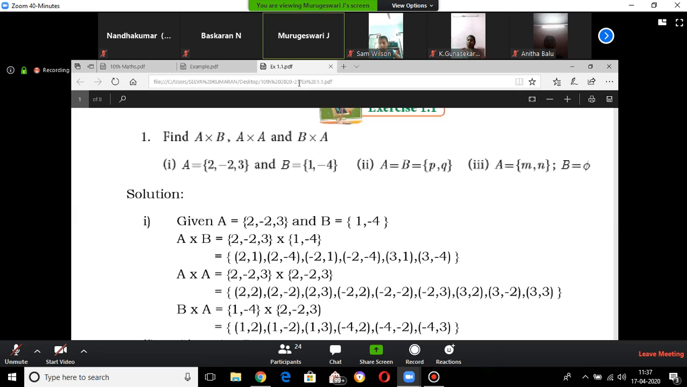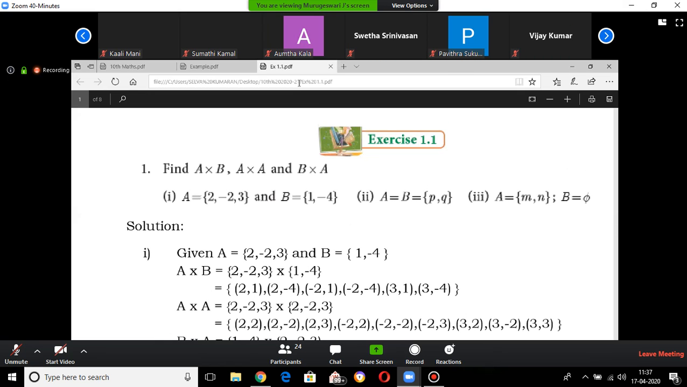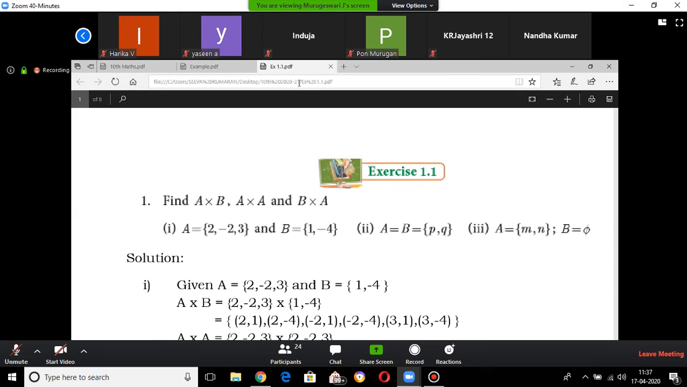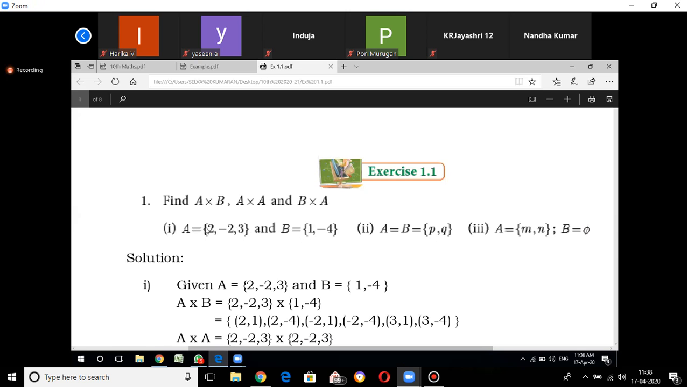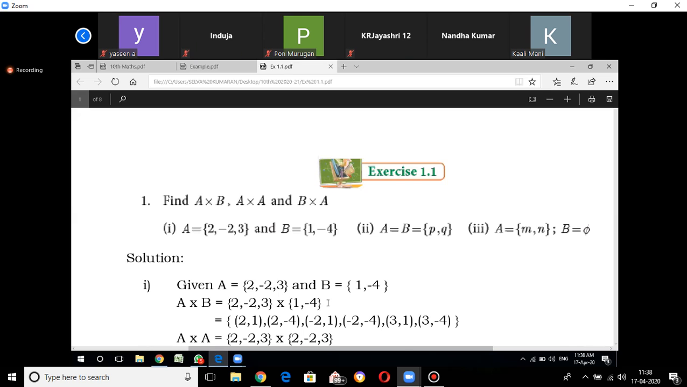in your mind. So exercise, explain first exercise. First question: find A cross B, A cross A, and B cross A. You can find these 3 sets. So, first subdivision, 2 sets are there. What are the sets? A and B. How many elements in A? 3 elements. How many elements in B? 2 elements. So, you can find A cross B. First set, what? A. So, write A as first, and the second, B. So, write B as second. So, you can find the possible ordered pairs.